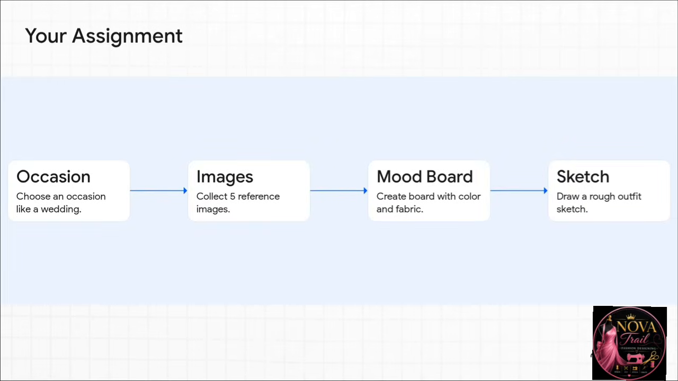Now it's your turn to play designer. Here's your assignment for the week. Step 1, choose an occasion, maybe a wedding, a festival, or just a fun day out. Step 2, collect 5 reference images from Pinterest or Instagram. Step 3, put them together into a simple mood board, making sure to include a color palette and fabric ideas. And step 4, draw a rough, simple sketch of an outfit based entirely on that board.